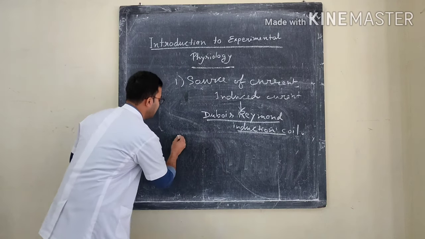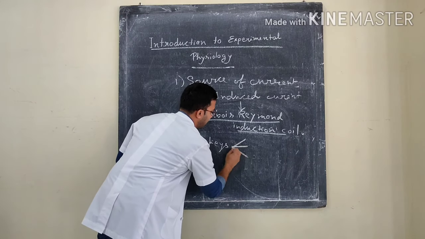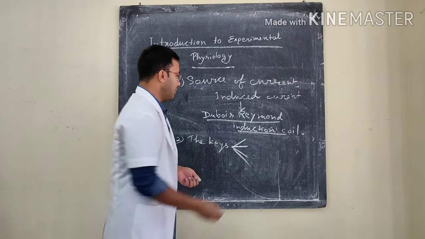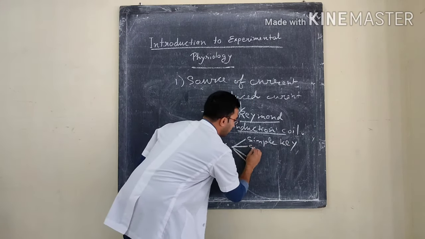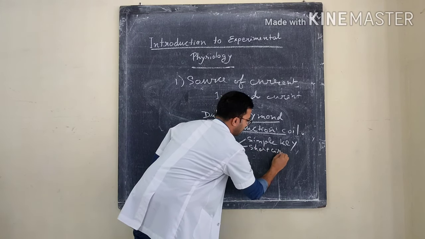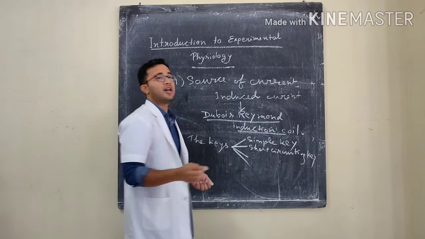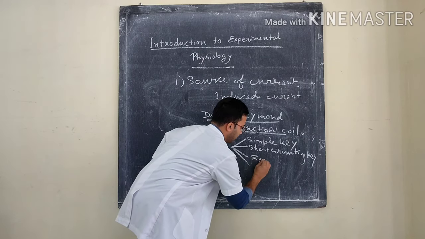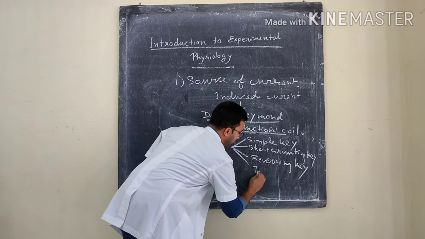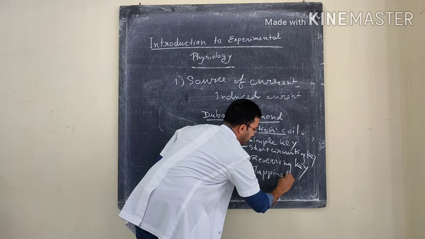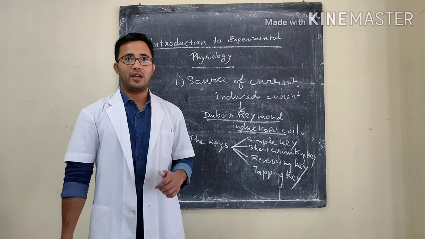The second one is the keys. The keys may be of different types. The first one is the simple key. Then the second one is the short circuiting key. The third one is the reversing key. And the last one is the tapping key. These different types of keys are used for making or breaking the circuit.